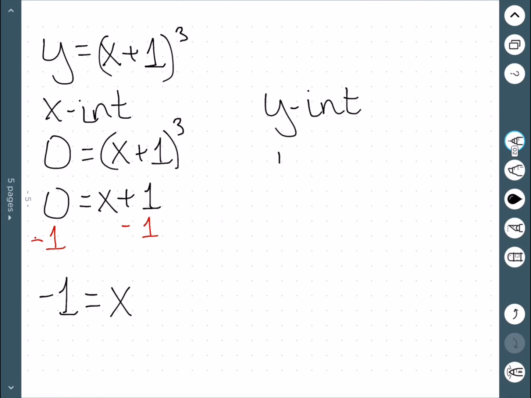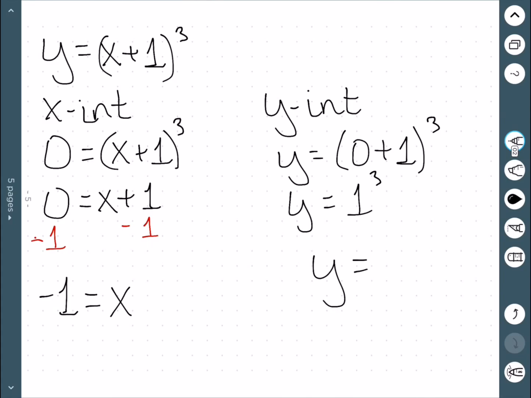For the y-intercepts, we let x be equal to 0. Therefore, I have y equal to 1 cubed, which is just 1. So my x-intercept is -1, and my y-intercept is 1.